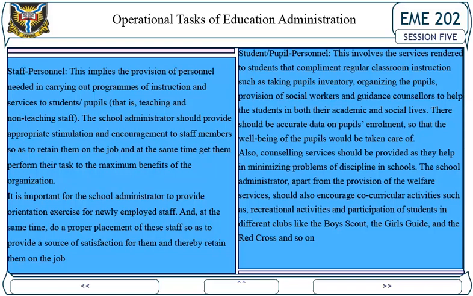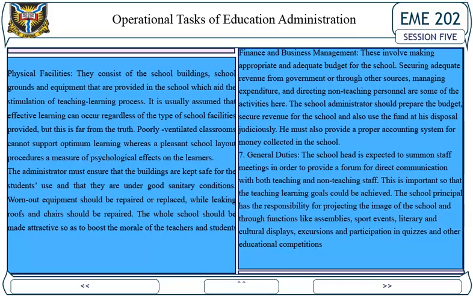Also, counseling services should be provided to help in minimizing problems of discipline in schools. The school administrator, apart from the provision of welfare services, should also encourage co-curricular activities such as recreational activities and participation of students in different clubs like the Boy Scouts, the Girl Guides, the Red Cross, and so on.